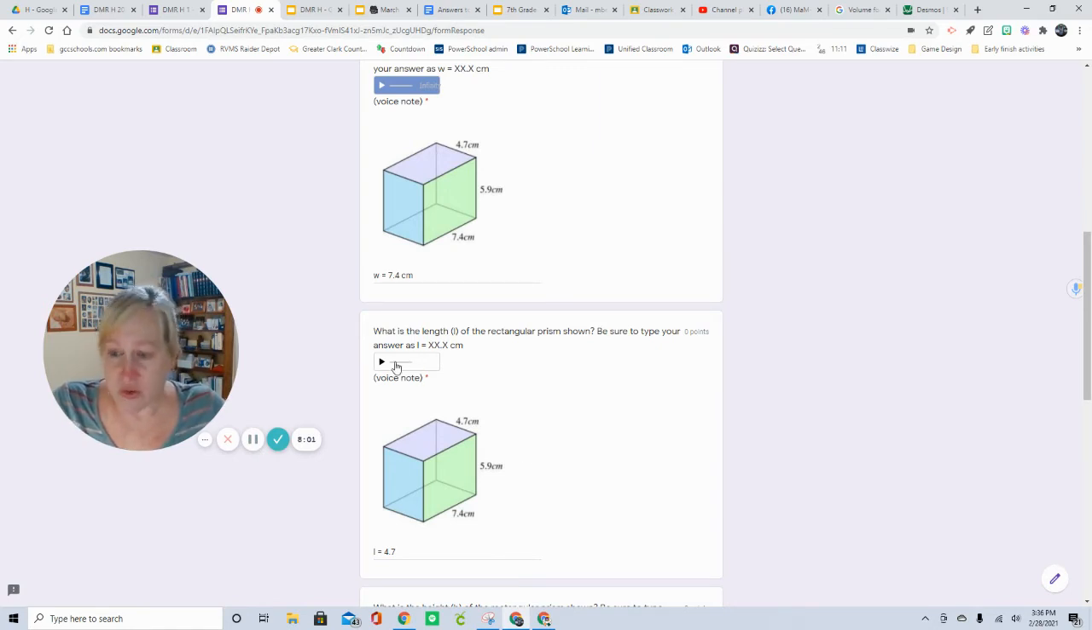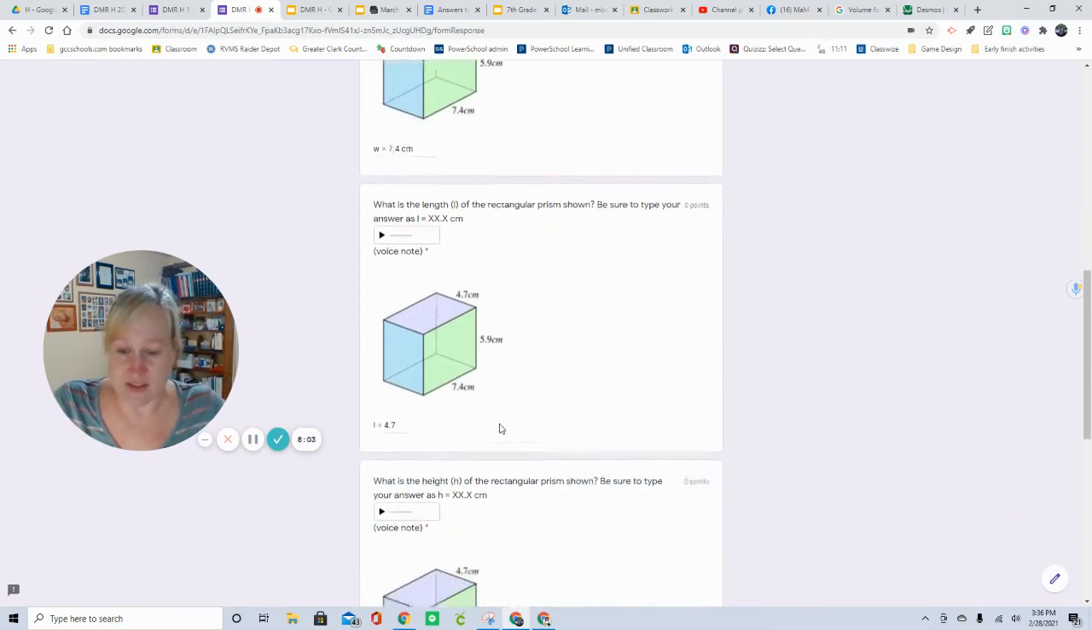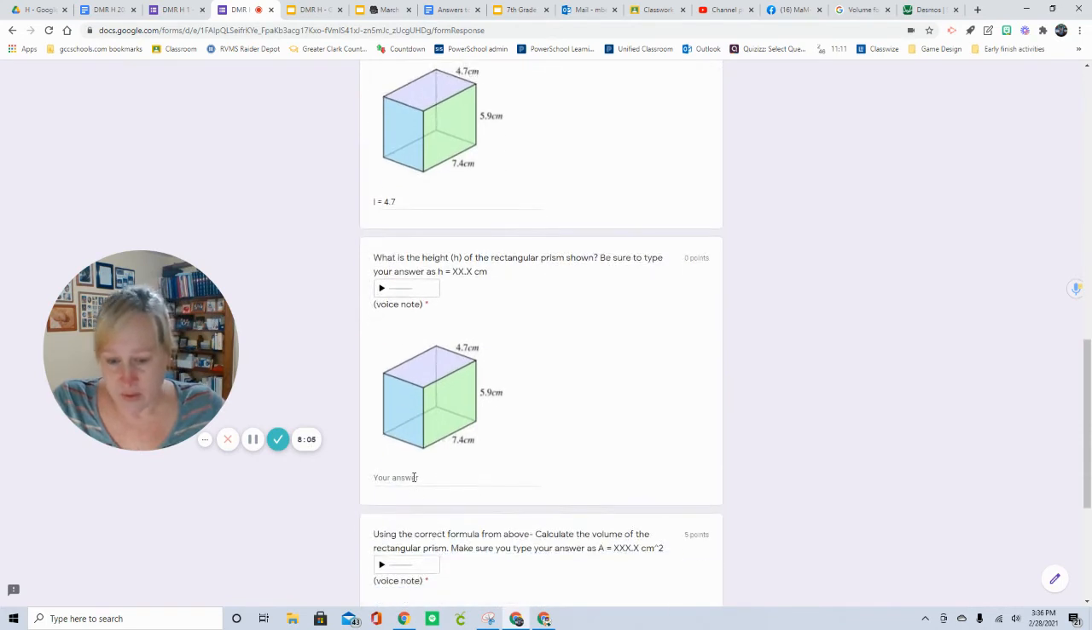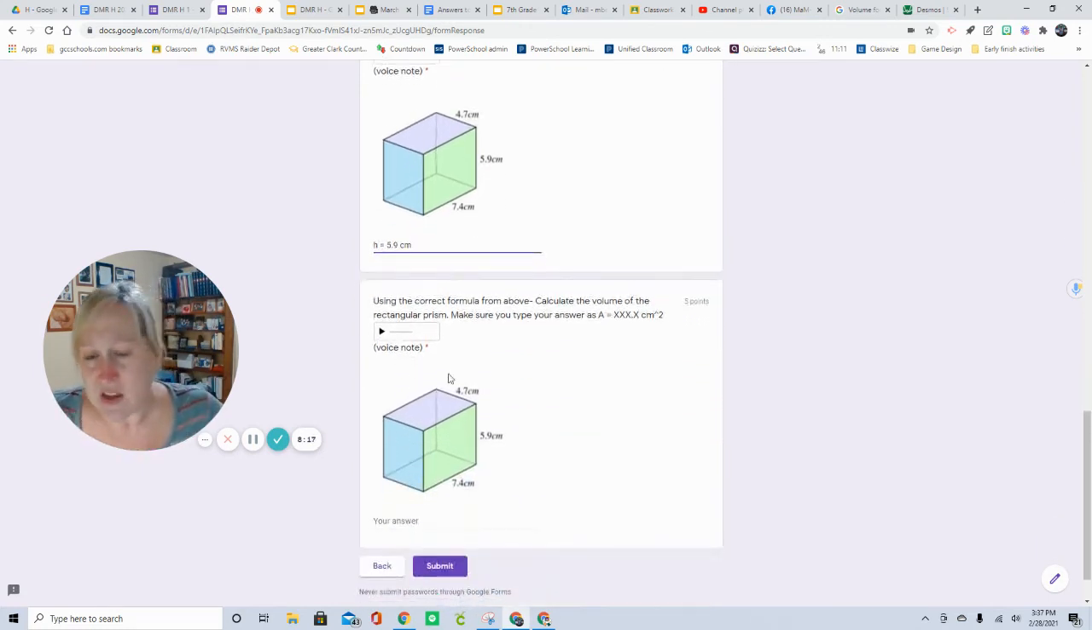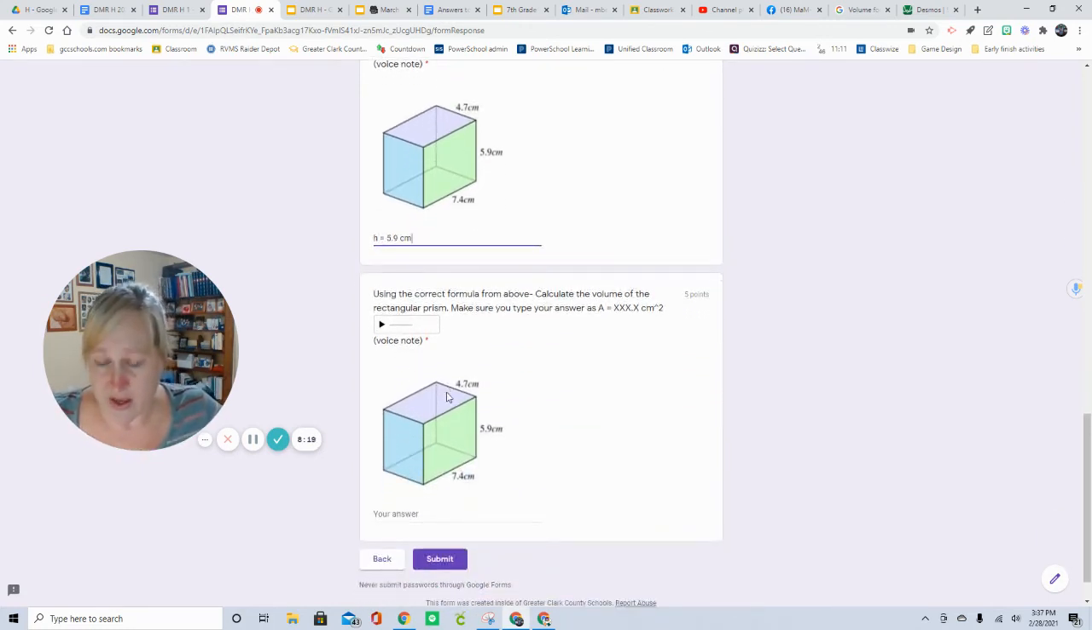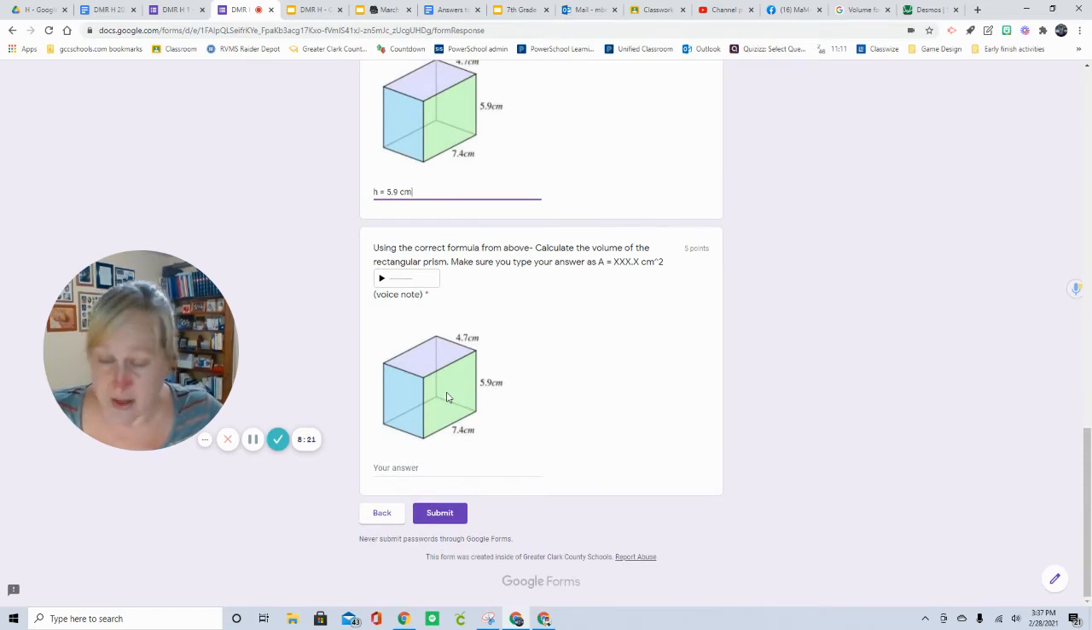You can use the voice note again, but it says exactly what it says last time. And this one wants to know height. So height space equals space 5.9 space in the units, which is in this case centimeters. Now this is the part where it might get a little complicated, and you should use your desks, and what I'm writing you should write.